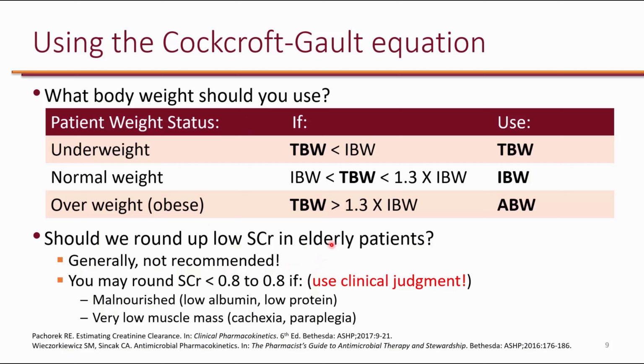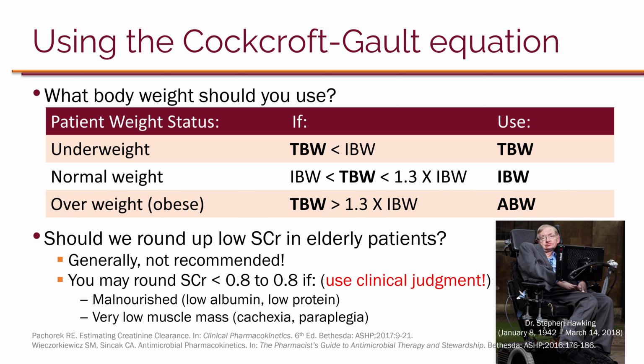Now, there are situations that you may need to round. In the literature, it's recommended to round to 0.8. So if serum creatinine is less than 0.8, round it to 0.8. Not necessarily for elderly, but for malnourished, because serum creatinine comes from muscle. So if someone has low albumin or low protein, that could be an indicator of malnutrition. Or someone who just happens to have very low muscle mass, for example, someone who's paraplegic. For those patients, you may round serum creatinine of less than 0.8 to 0.8, but still use your clinical judgment.